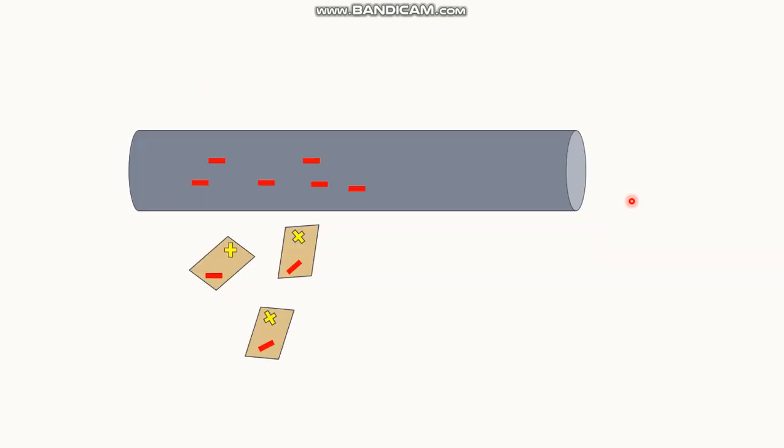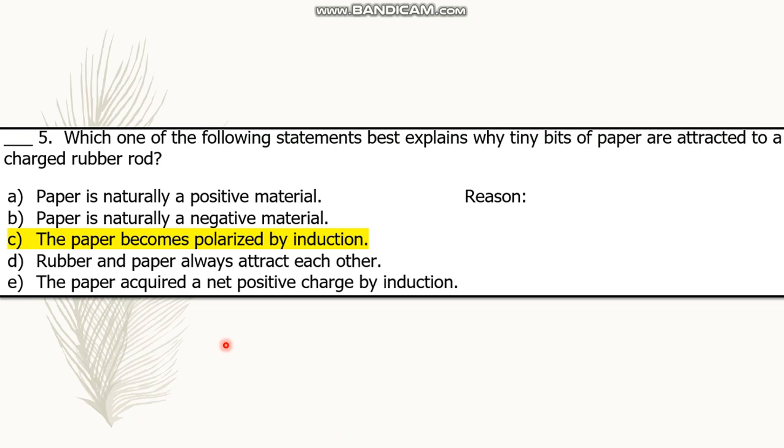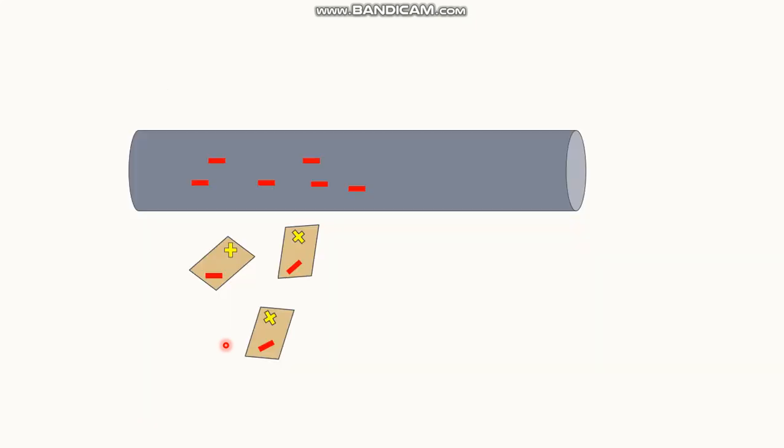Again, what we mean by this is that if we assume that the rod is negatively charged, it will create an electric field in its surroundings. Thus, the pieces of paper near it will get polarized. That means the orientation of its electrons will change because of the presence of the electric field created by this negatively charged rod. The paper becomes polarized by induction. That means the electrons change their orientation without being in contact with this negatively charged rod.